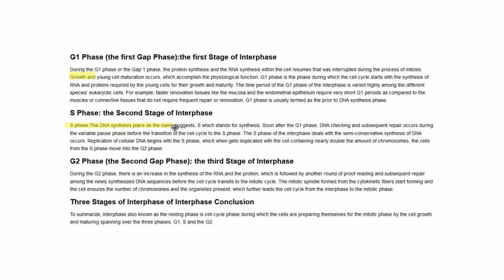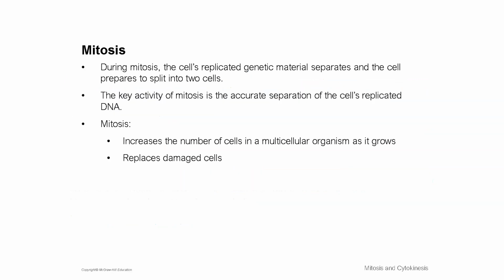The S phase, of course, stands for DNA synthesis, as the name suggests. G2, we're making proteins and RNA to get ready for division. But look right here, proofreading and subsequent repair. We are double checking to see if everything is lined up correctly before we divide. Of course, errors in division can lead to cancer, can lead to problems, okay?